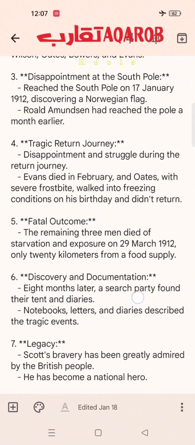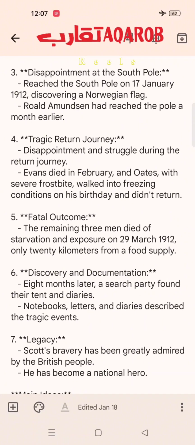Number 3. Disappointment at the South Pole. So, what are the disappointments? They reached the South Pole on 17th of January 1912, discovering a Norwegian flag. Roald Amundsen had reached the pole a month earlier.